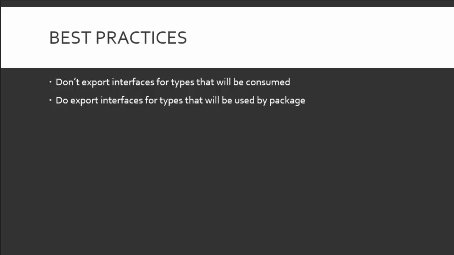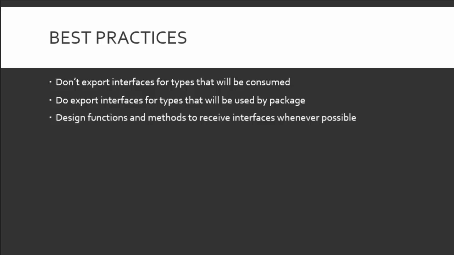Now, if your library has reasonable defaults, then you could export those concrete types as well, but make sure that you're accepting interfaces whenever possible. And that's what this third point is talking about. Design your functions and methods to receive interfaces whenever possible.